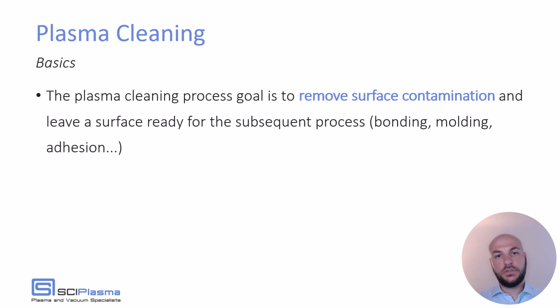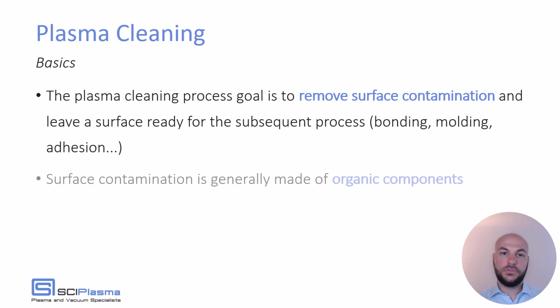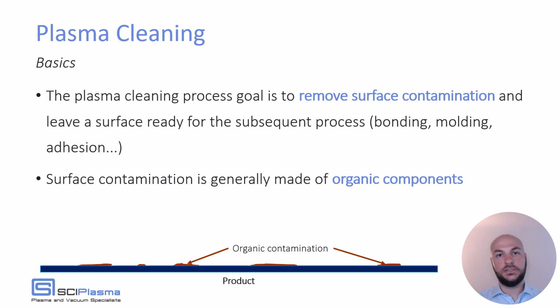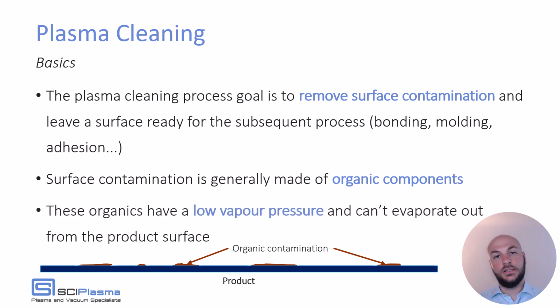When we talk about surface contamination, the most common thing that we want to remove are organic components. So you may think that your products are clean, but actually, on the microscopic scale, they contain different levels of contamination. The organic contamination sticks to your products because it cannot evaporate from them, because the contamination has a low vapor pressure.